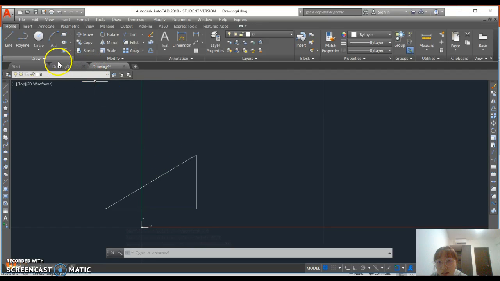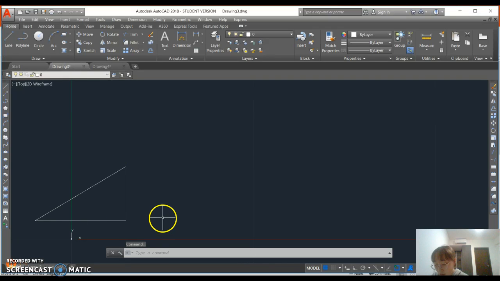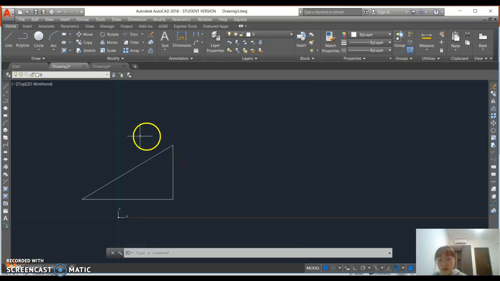This is the same triangle we drew from the previous one, using the absolute Cartesian coordinates. Okay, you can see it's very simple and it's very easy to learn.